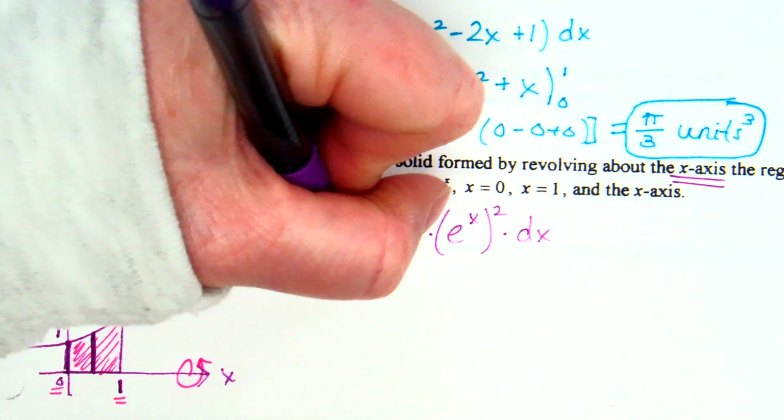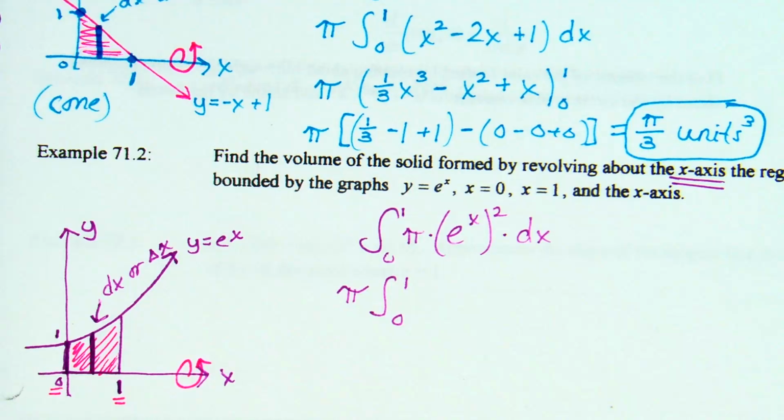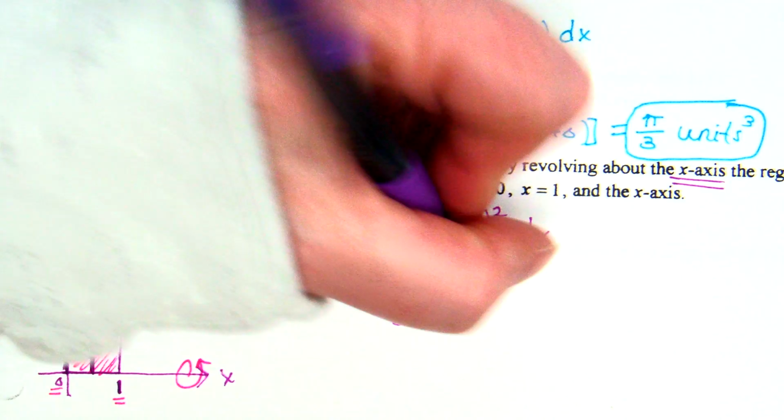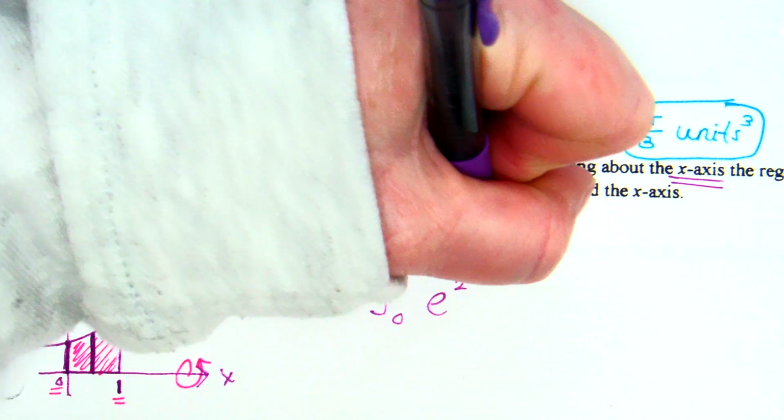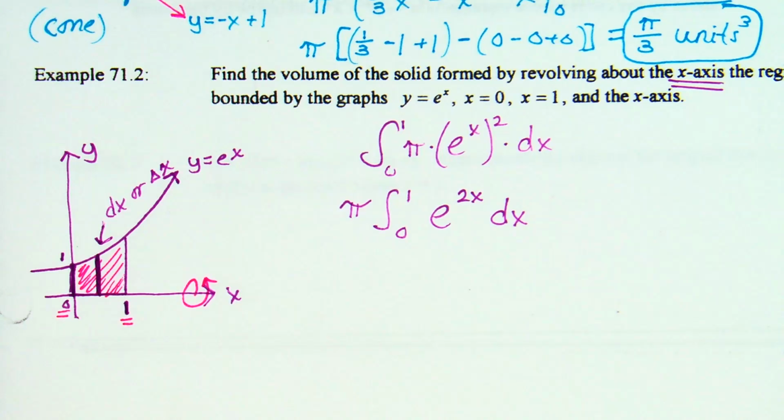So I can take my pi and pull it out front, the integral from 0 to 1. What is e to the x quantity squared? What do you do with a power raised to a power? When you have a power raised to a power, you multiply. So this is really e to the 2x. Questions to that point?